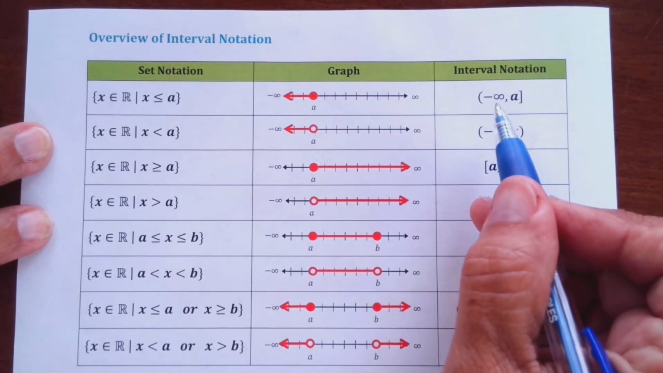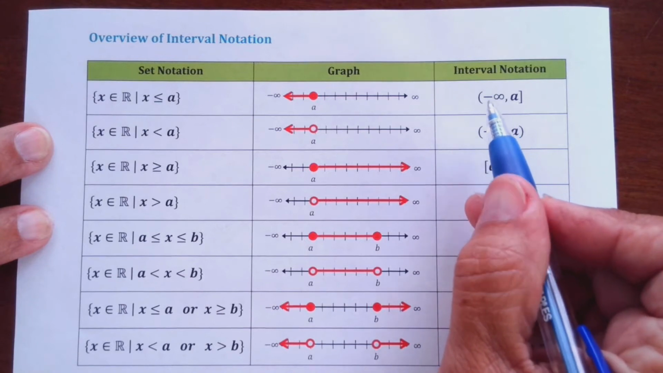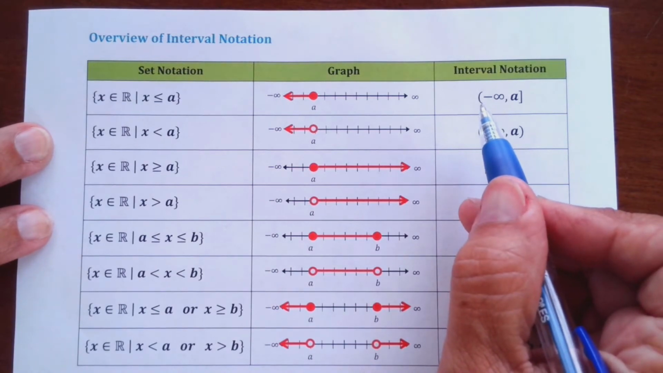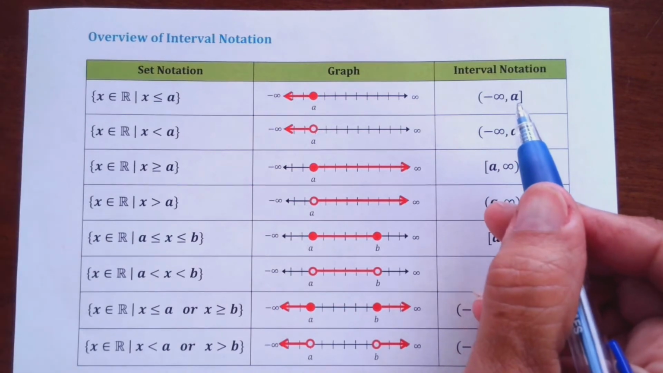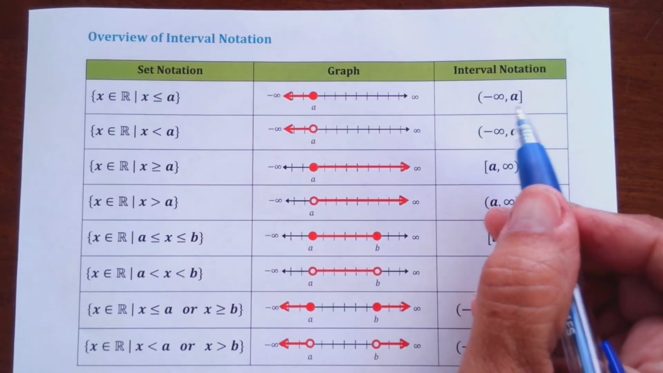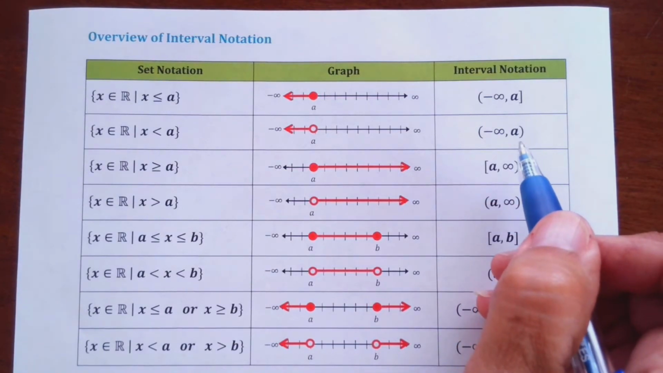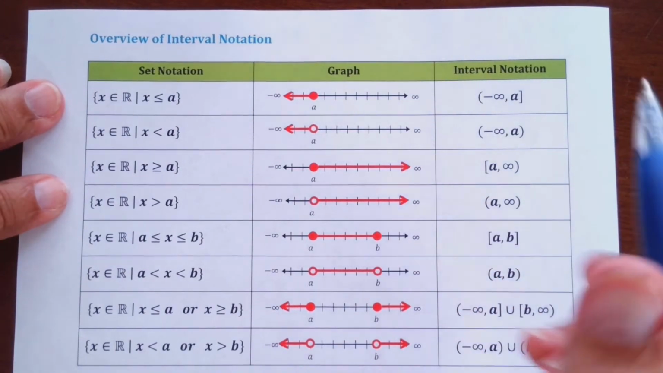For infinity and negative infinity, since those go on forever and ever, we're not going to close them in because they don't really end. So for infinity and negative infinity, you always use a parenthesis. For the numbers other than infinity, it depends on whether or not you're including it. A bracket means included, a parenthesis means not included. So take a look at these and let's look at how this works.